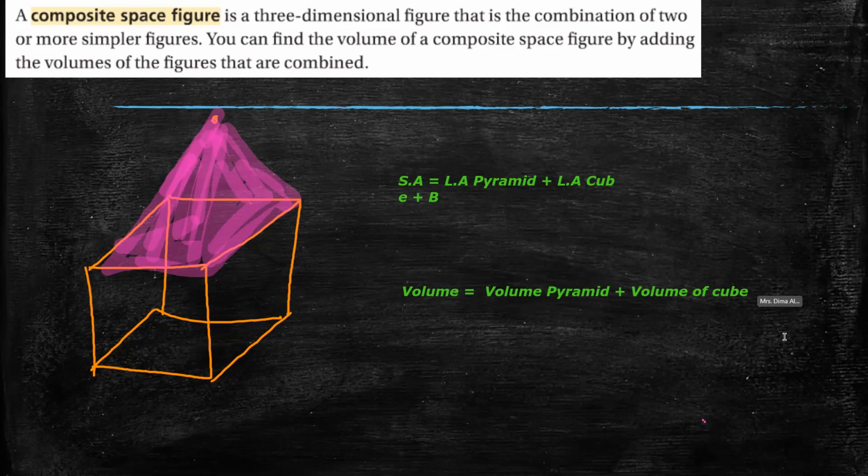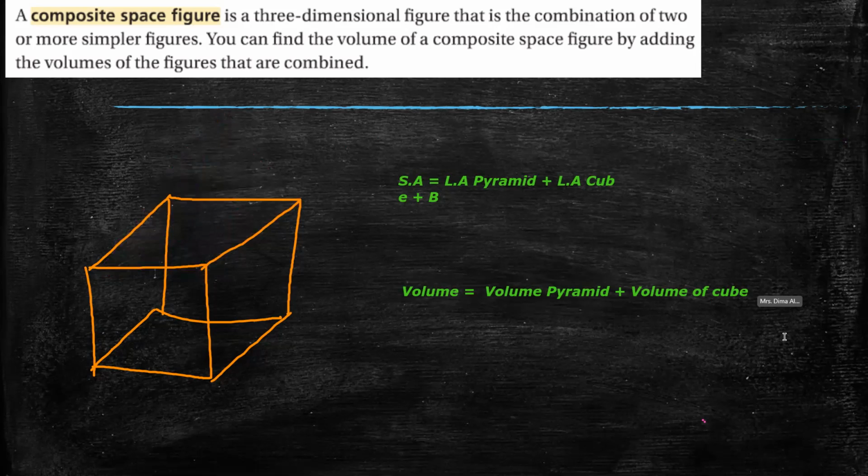Sometimes there's a shape like this, or I will clean this one. For this one here, if you want to find the surface area, you have to add the lateral area of the pyramid plus the lateral area of the cube plus the area of the base. And for the volume, you just add the volume of these three three-dimensional figures.